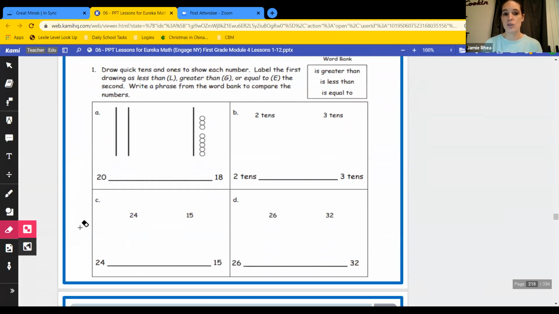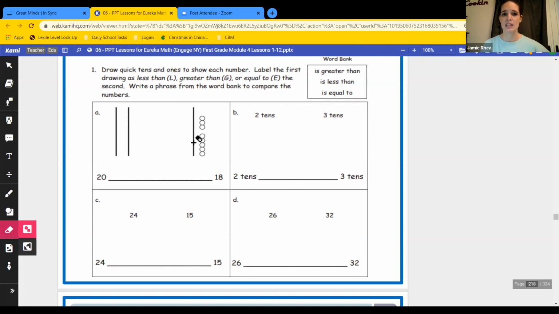Label the first drawing as less than, greater than, or equal to the second. Write a phrase from the word bank to compare the numbers. Okay, friends, here's your word bank. Now here's what it wants us to do. It wants us to draw out our quick tens and ones. So this one's already been done for you. It shows you 20 has 2 tens and 18 has 1 ten and 8 ones.